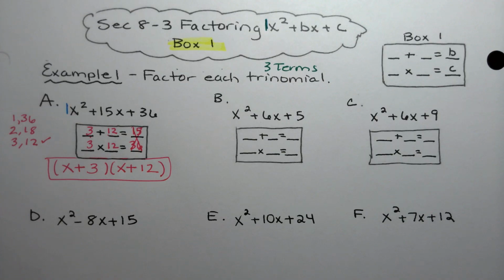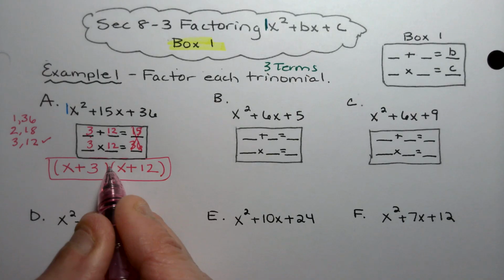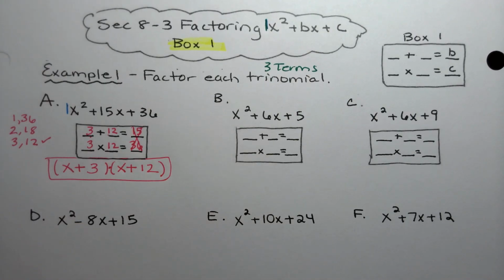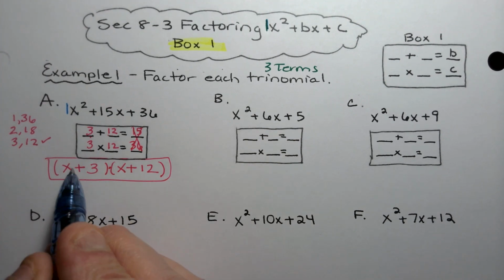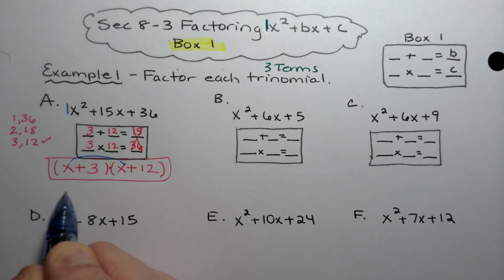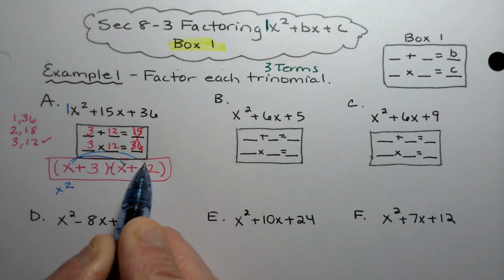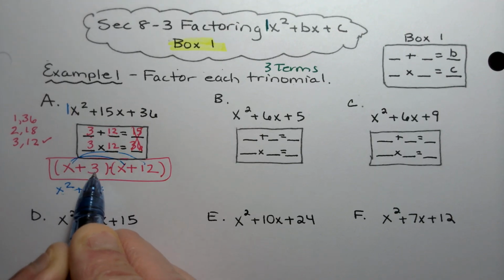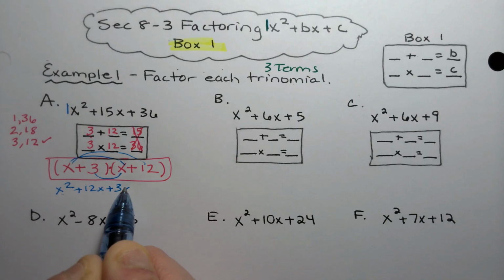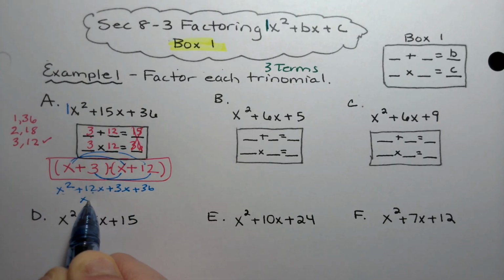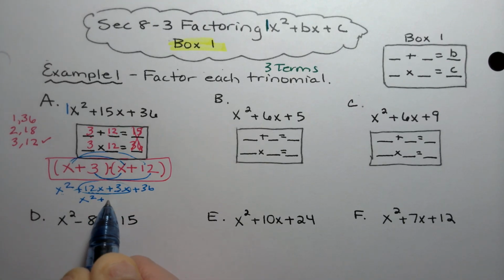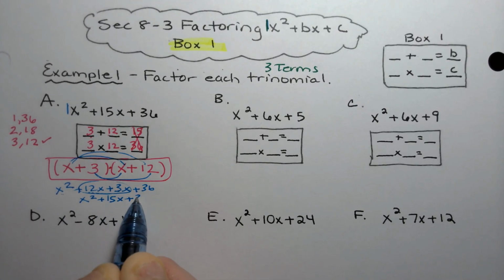Could I have put x plus 12 and x plus 3? Absolutely. It's multiplication, which is commutative. That's the answer to the question, folks. But if you were to check it, you can always check your answers to make sure they're right and FOIL it. X times x is x squared. X times 12 is 12x. 3 times x is 3x. You don't have to write this down. 3 times 12 is 36. Combine like terms and I get x squared plus 15x plus 36.